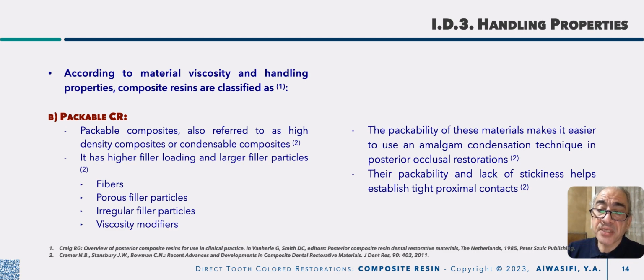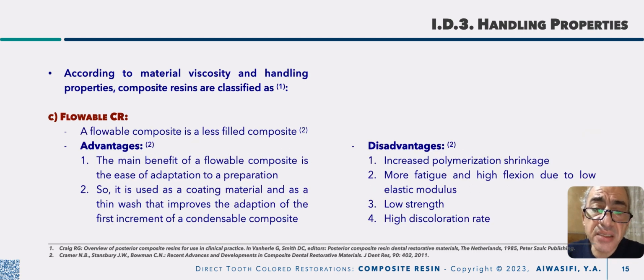That's why they developed another type of viscosity of composite, which was the flowable one, with the benefit of ease of adaptation of the preparation, as it flows and coats the floor, to just improve the adaptation of the first increment of packable one. Now the system of packable and flowable, two consistency system, is not common nowadays.